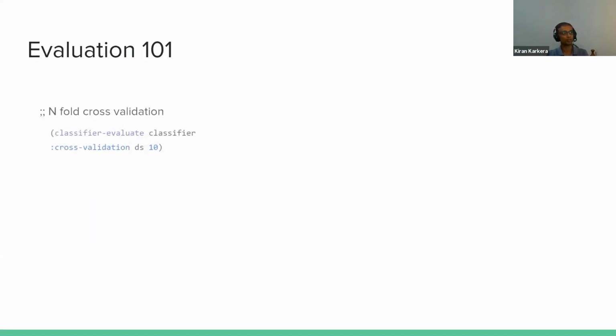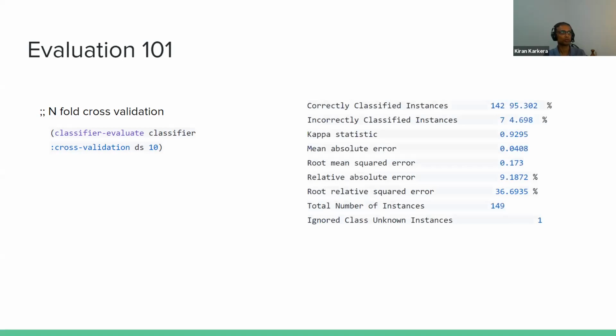And evaluation is, again, fairly straightforward. You pass a classifier object and a data set, and you specify how many fold cross-validation you want to do, and it will return an evaluation object which contains a bunch of statistics which are relevant for that task. So if it's regression, you might not get correctly classified instances, you'll get something else.